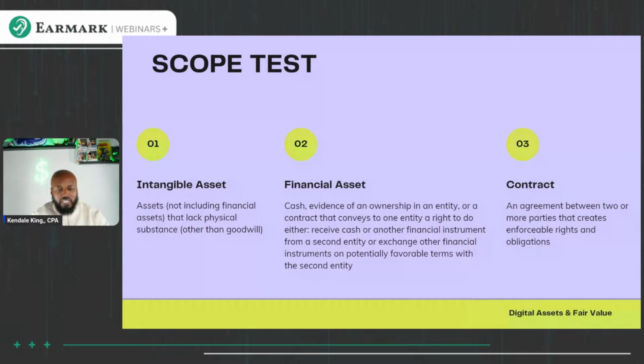A financial asset, again, is not included in the intangible asset definition, but it's cash or evidence of an ownership interest in an entity, or a contract that conveys to one entity a right to either receive cash or another financial instrument from a second entity, or exchange other financial instruments on potentially favorable terms with the second entity. So a lot of hoopla to say it is something that could be cash, physical like cash, or representative of some other type of asset.